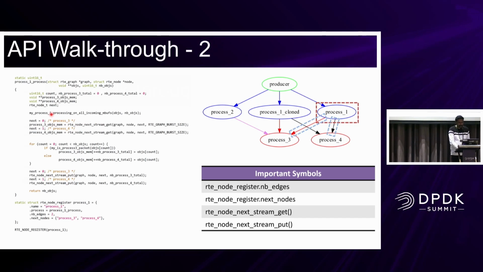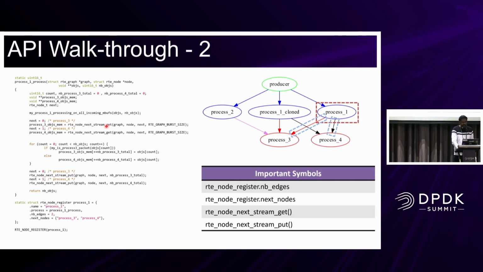In this function, what I'm doing is simply processing all that packet. It's a rudimentary process function, but in real life it will be much more complicated than this, especially since you need to use SIMD and other things. But for explanation's sake, I'm making it very simple. So just process the packet, and in this case, there is an API called rte_node_next_stream_get.